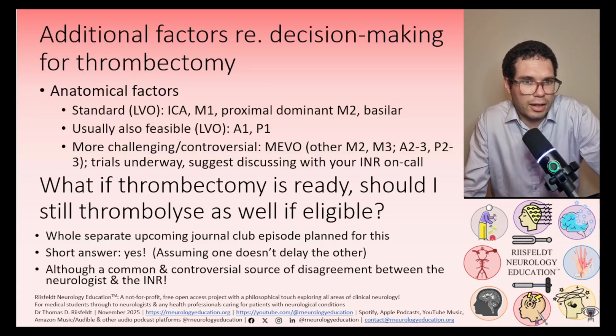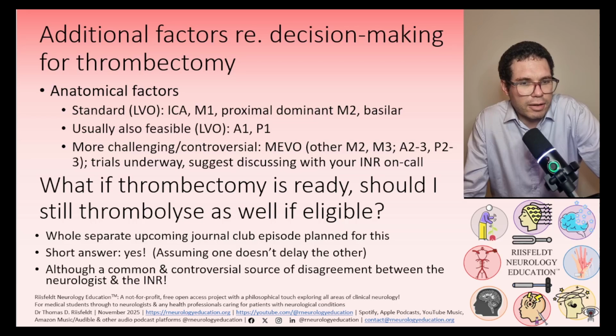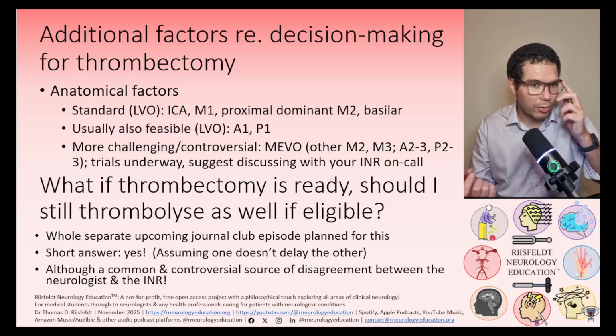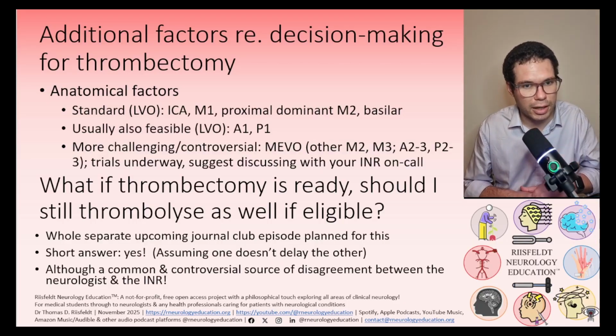So this is the last substantive slide here. Just a few more points regarding, firstly, decision-making for thrombectomy, additional to what I've already said. Mainly, this comes down to anatomical factors. So what blood vessel can you actually get to with the device to do the thrombectomy?